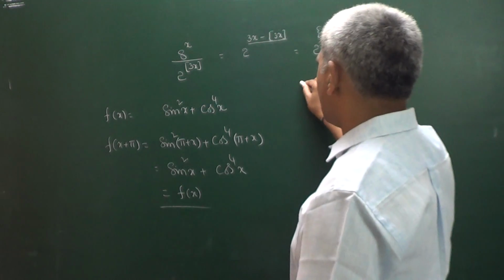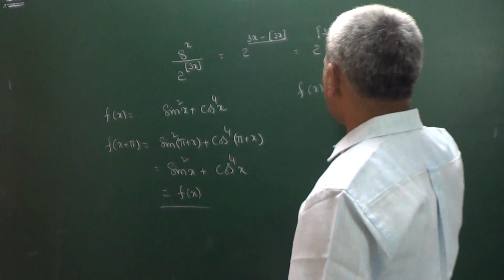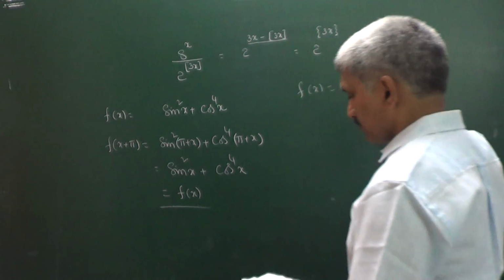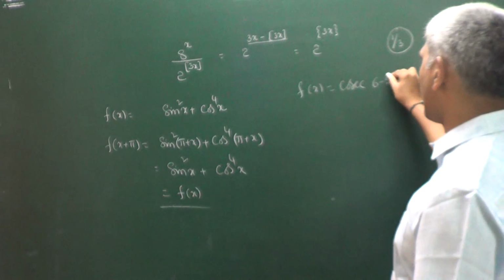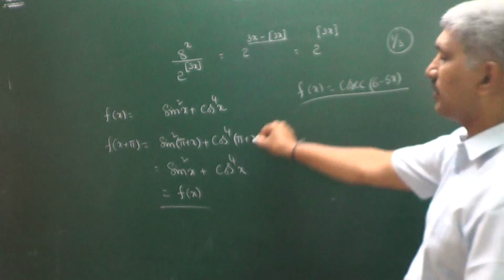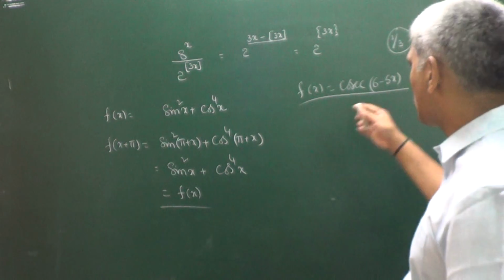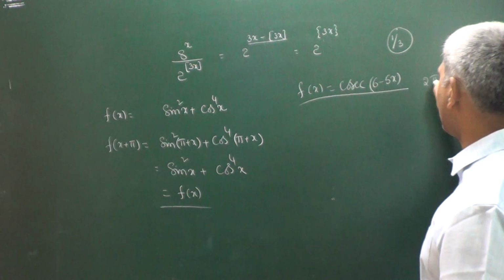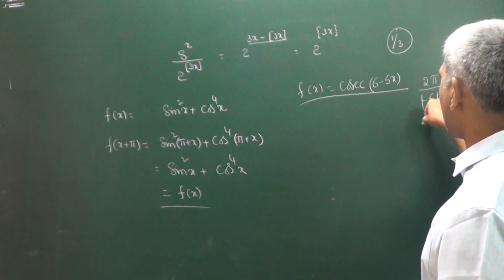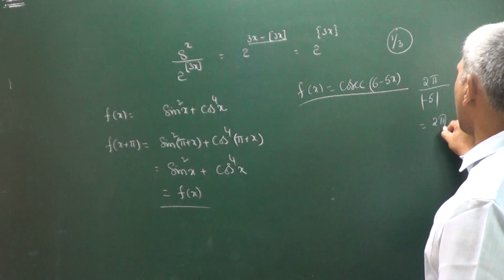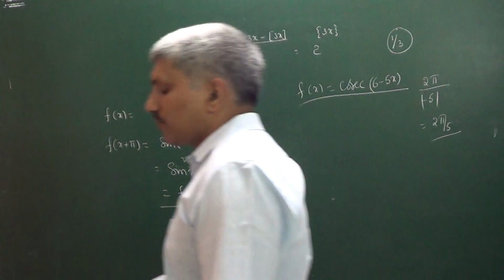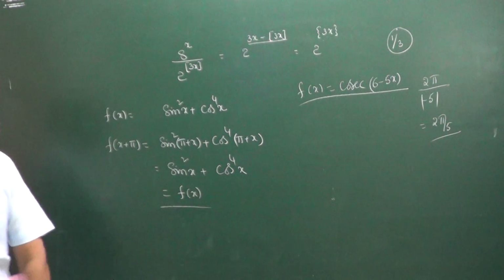Another question we can discuss here. f of x is equal to cosecant of 6 minus 5x. What is the period of this function? You know cosecant x is a periodic function with period 2 pi. That's why its period is 2 pi divided by modulus of minus 5. So we can say 2 pi by 5 is the period of that particular function.